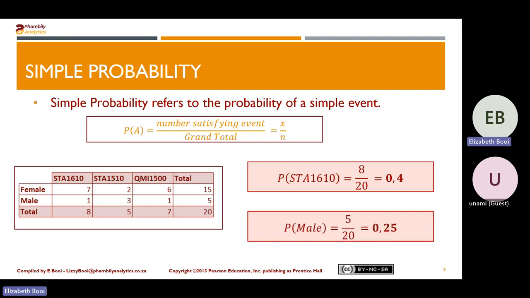If I need to calculate the probability of a male, because these students are registered in different modules, I'm disregarding that. I'm only interested in the probability of the simple event male, regardless of which module they are in. The total outcome satisfying that simple event is 5, and I divide it by 20 to get the probability of my simple event male. You can do it for any other question that you want to answer, especially if you're only interested in simple events. So you need to be able to recognize whether the question is asking you to calculate a simple event, or a joint event.